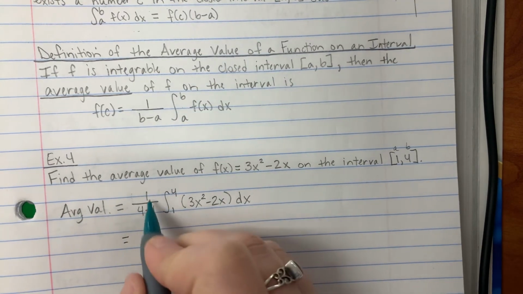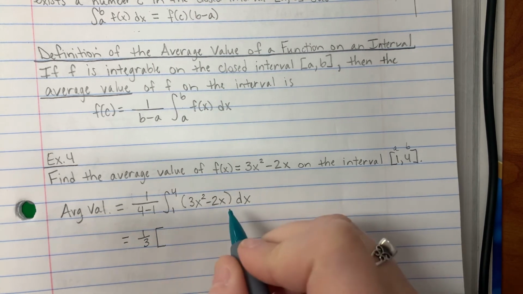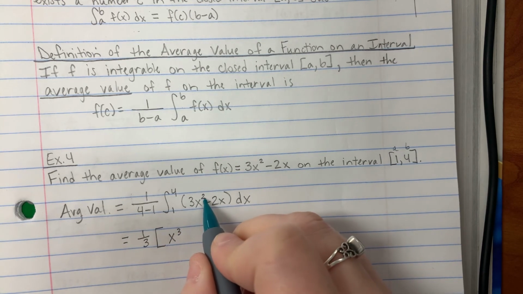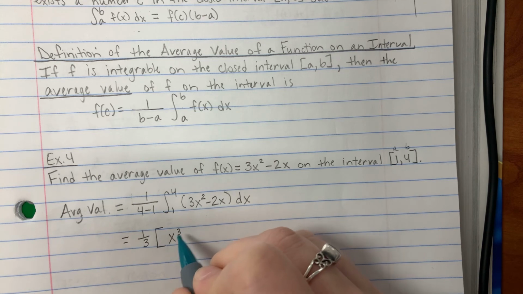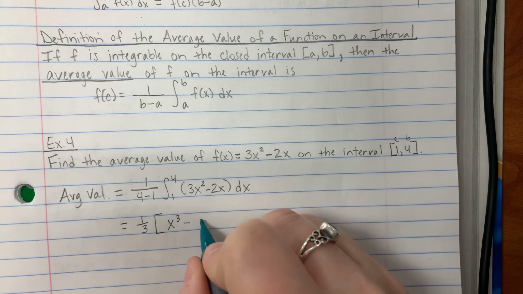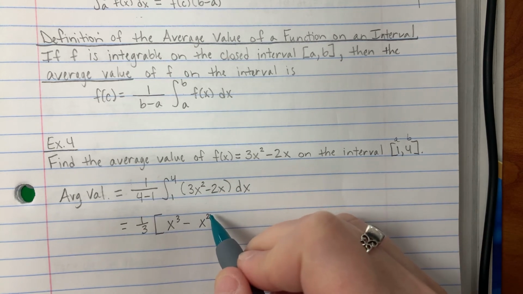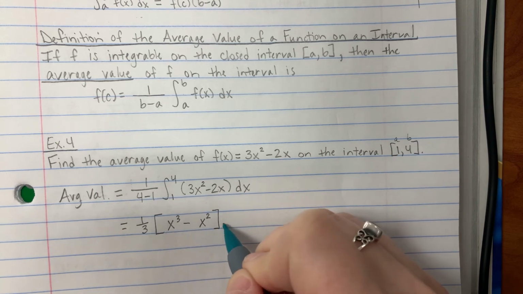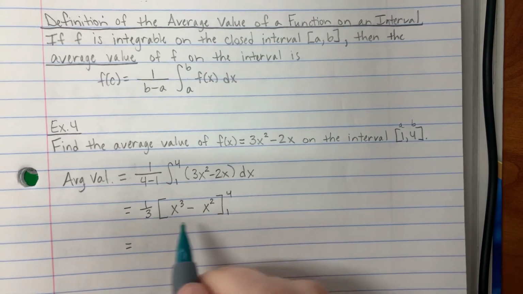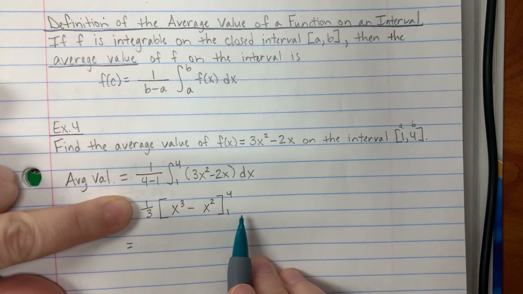So then I'm going to actually evaluate this. This is 1/3, and then I'm going to do my integral. So my integral would be x to the 3rd, if I add 1 to the exponent, and then 3 divided by 3 gives me a coefficient of 1, which I don't need to put. Minus, this would be x squared if I add an exponent, and my coefficient divided by 2 would give me 1. And I'm going from 1 to 4. Okay, so here's how I'm going to do this one. I would find all of this part right here, and then at the very end, multiply it by 1/3.